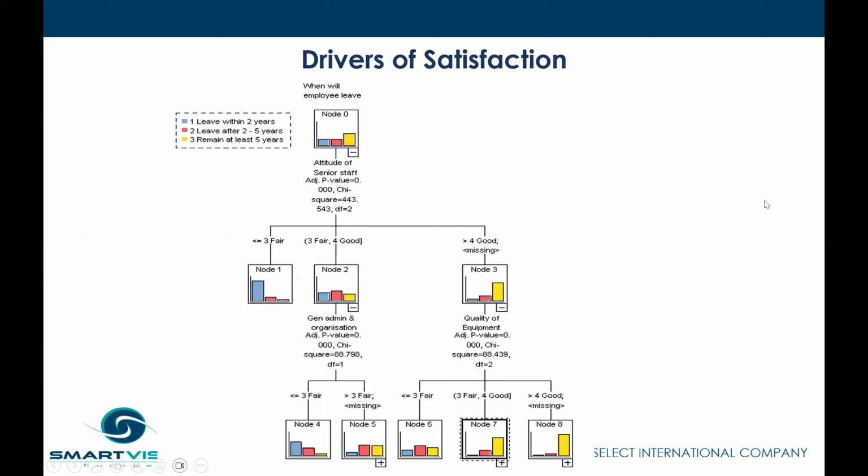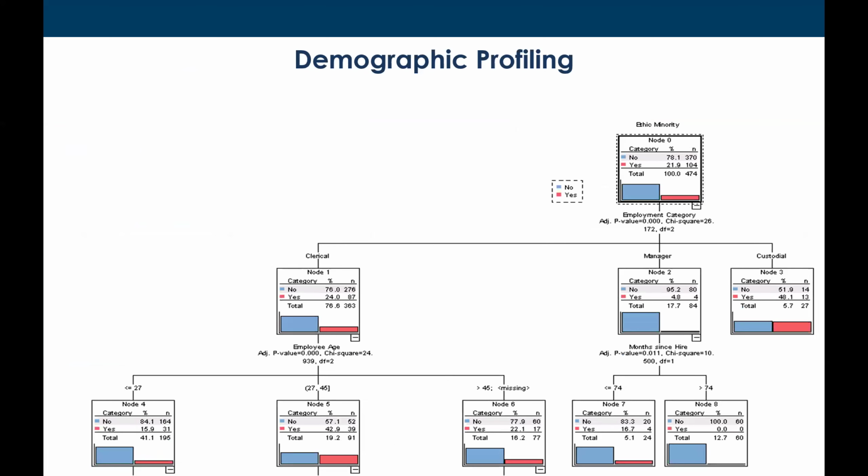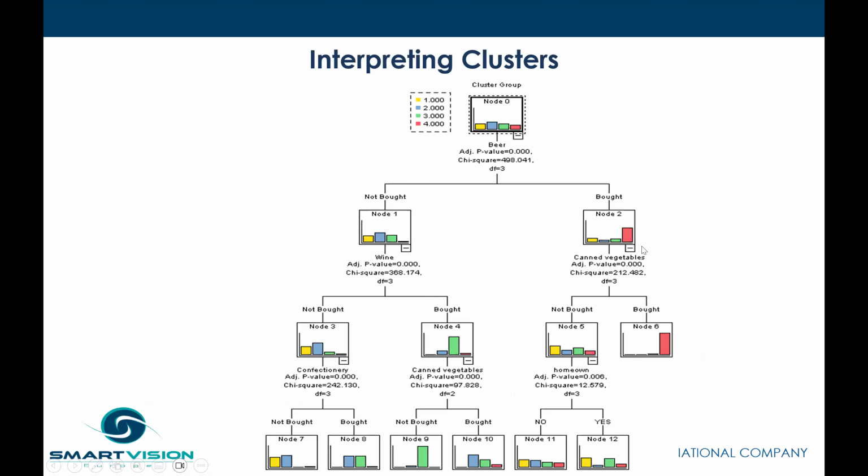So yeah, there we have things like drivers of satisfaction, other applications. Sometimes you might be doing a demographic profiling. Here we have people who are in a minority category versus people in a non-minority category. And one could figure out where these groups tend to cluster within the data by looking at things like employment category and age and months since hire.